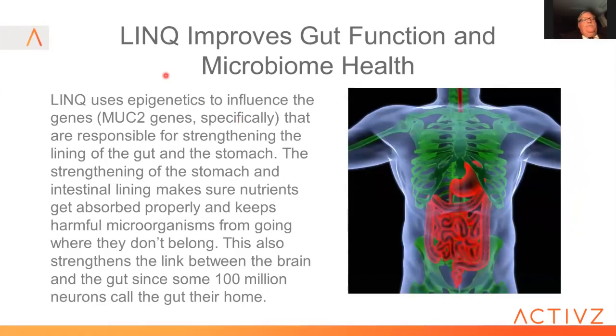So LINQ improves gut function and microbiome health. That's the key to this. LINQ uses epigenetics to influence the genes, the MUC2 genes specifically, that are responsible for strengthening the lining of the gut and the stomach. This strengthening of the stomach and intestinal lining makes sure nutrients get absorbed properly and keeps harmful microorganisms from going where they don't belong. This also strengthens the link between the brain and the gut, since some 100 million neurons call the gut their home. Let's go to the next slide.